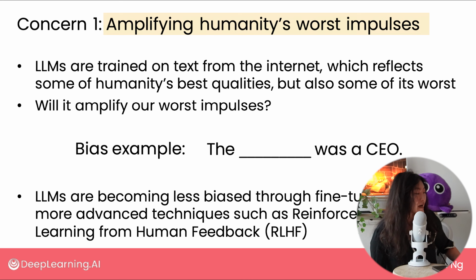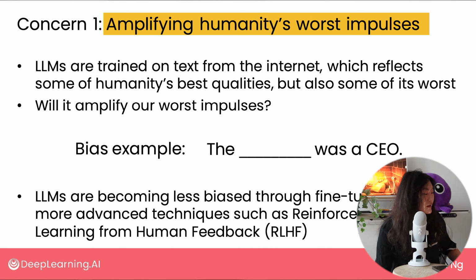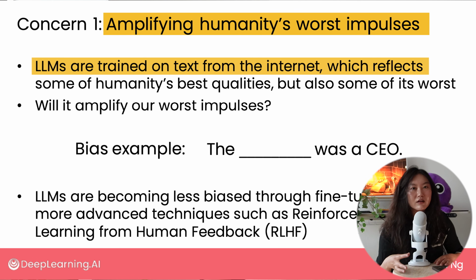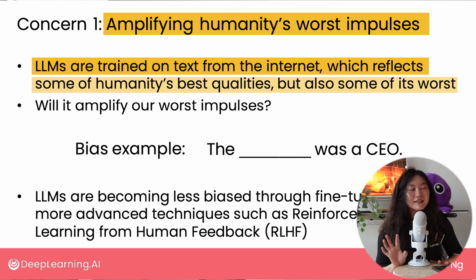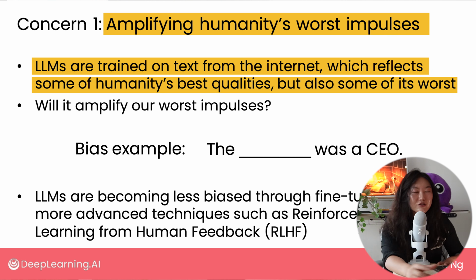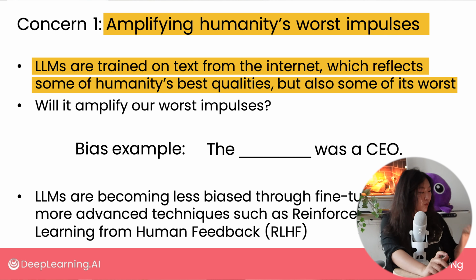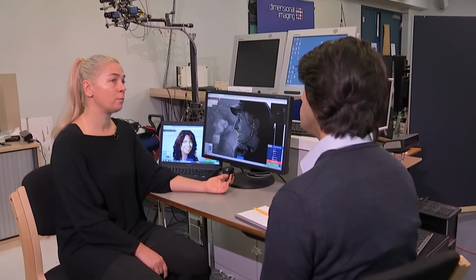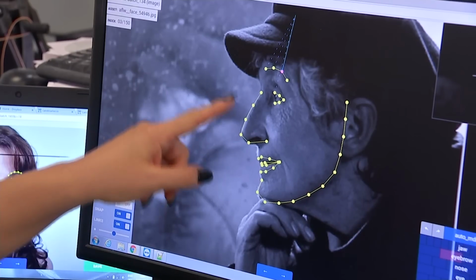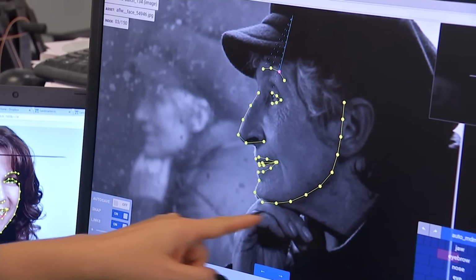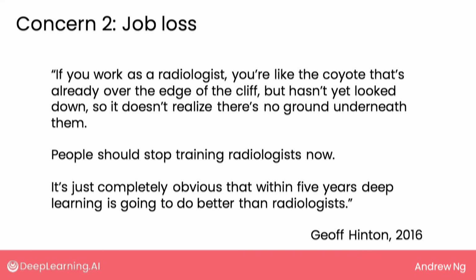Another concern is amplifying humanity's worst impulses. Since LLMs are trained on text on the internet written by humans, the biases and toxicities of human beings are also going to be present in large language models. So it's really important to be aware of that, and that's why having humans in the loop and processing information is going to be very helpful to make sure that your large language model isn't just simply an extension of bad biases.